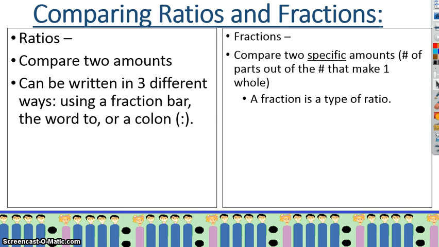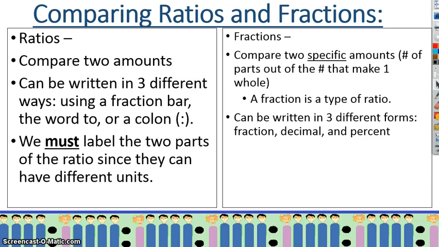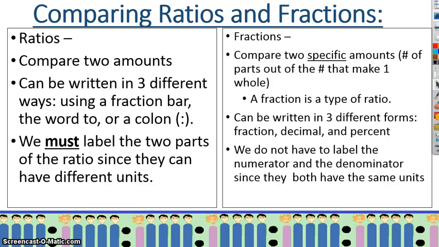Remember we just talked about ratios and how they can be written in 3 ways, using a fraction bar, the word to, or with a colon. Fractions, we learned in our previous unit, can be written in 3 ways as well, a fraction, a decimal, and a percent. This is a difference between the 2. For a ratio, we must label the 2 parts of the ratio since they can be different units. Remember in that last slide, we said 1 teacher. We labeled what that 1 meant. To 10 students, we labeled what the 10 meant. For a fraction, we do not have to label the units because they have the same units. If I say you got a 9 out of 10 on your last homework assignment, you know that that's 9 questions out of 10 questions. I don't have to tell you the units because they are both the same.